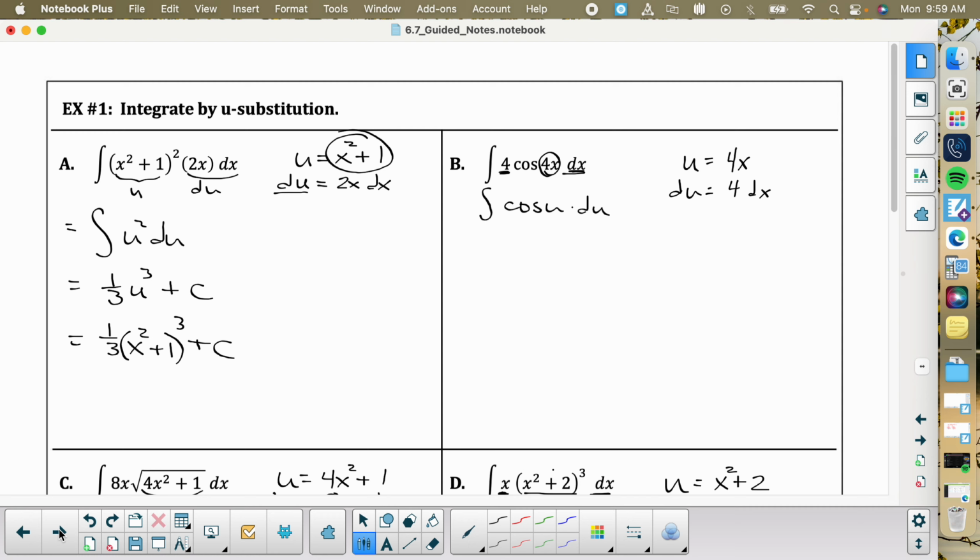Okay. Donald, how about integrating cosine of u? It's going to be the sine of u. Okay. Sort of. Plus c. There we go. Looks like I'm going to have to take about half a week to get you guys back in the habit of plus c. Now what do we do from here? We plug u in. Okay, so then the final answer should be? Sine of 4x plus c. Perfect.